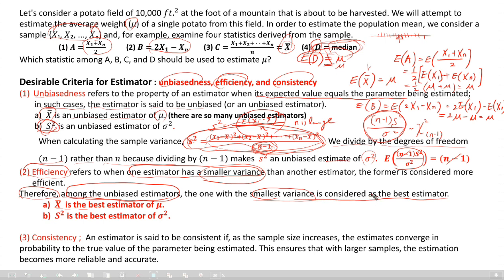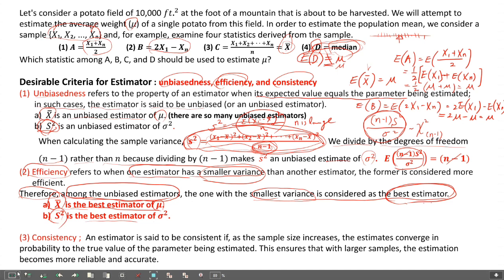But it is another terminology, so I like to use just best estimator. Best estimator means minimum variance unbiased estimator. Okay, x bar is the best estimator of mu. S square, this one, is the best estimator of sigma square. So we like to concentrate on x bar and s square in statistics.